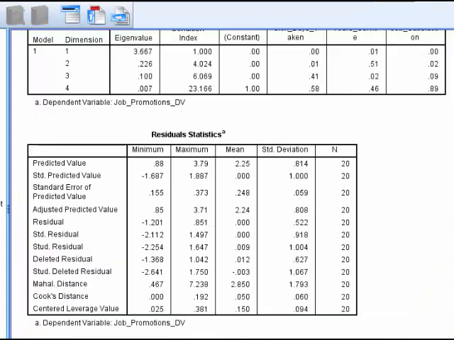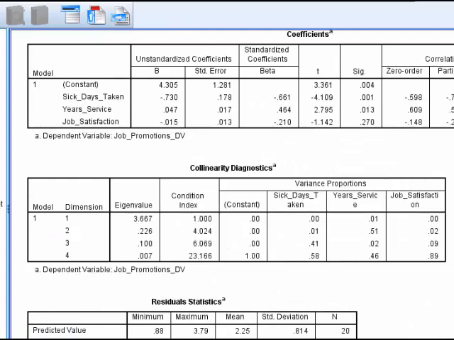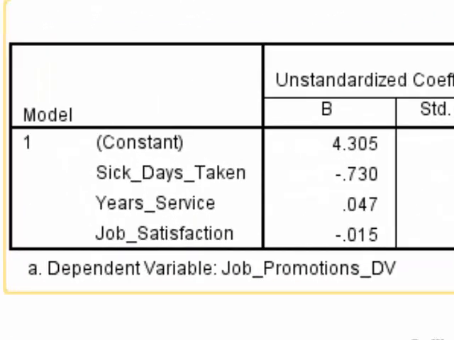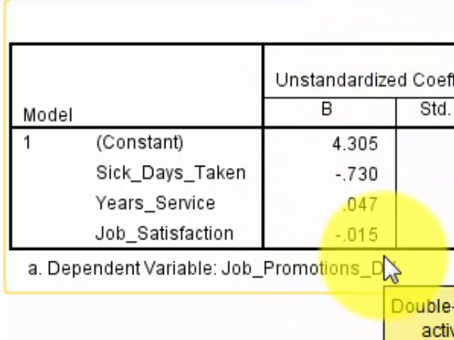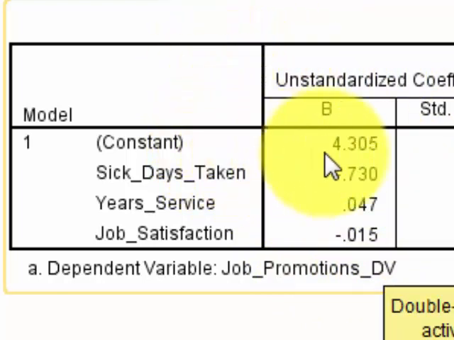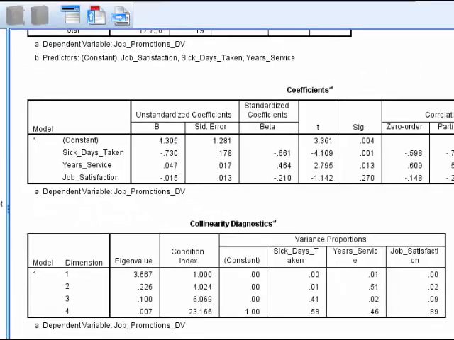And the last thing I think I'm going to test you on is you got to know how to write up the prediction equation. So with the prediction equation, you use these values right here, unstandardized coefficients, just the B weights. So it's going to be predicted Y equals, you start with the constant number, it's going to be 4.305, and then you drop down to only those significant predictors. So it's going to be Y hat equals 0.4305 minus 0.730 times the number of sick days taken plus 0.047 times the number of years in service. Do not use job satisfaction because it was not significant. And then you just put plus a little bit of error. But that would be the prediction equation or the regression equation.